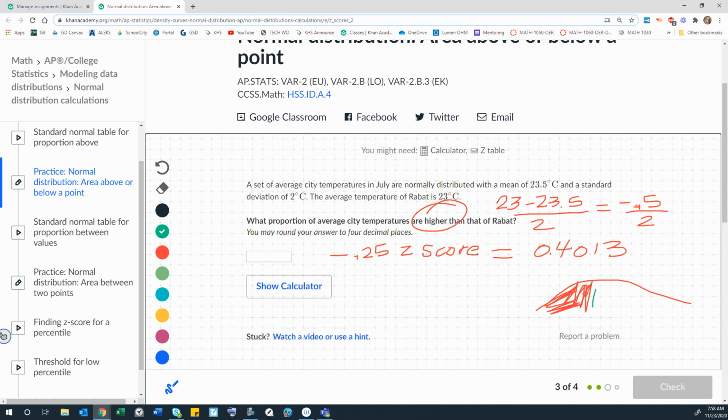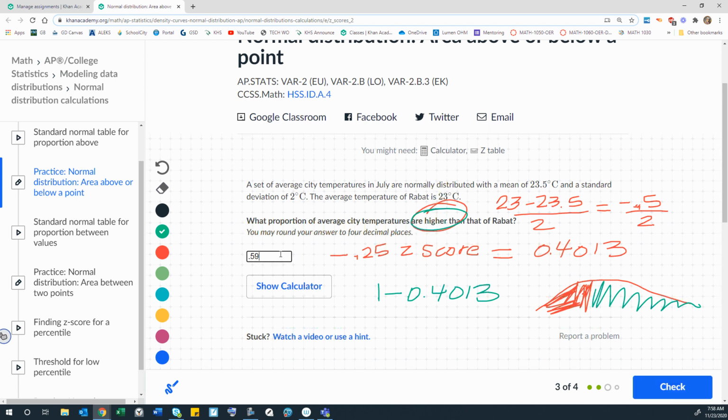So if we want above, that means we need to take 1 and subtract 0.4013, which I should also be able to do in my head, but I don't want to. And I get 0.5987. And I check my answer. Ta-da.